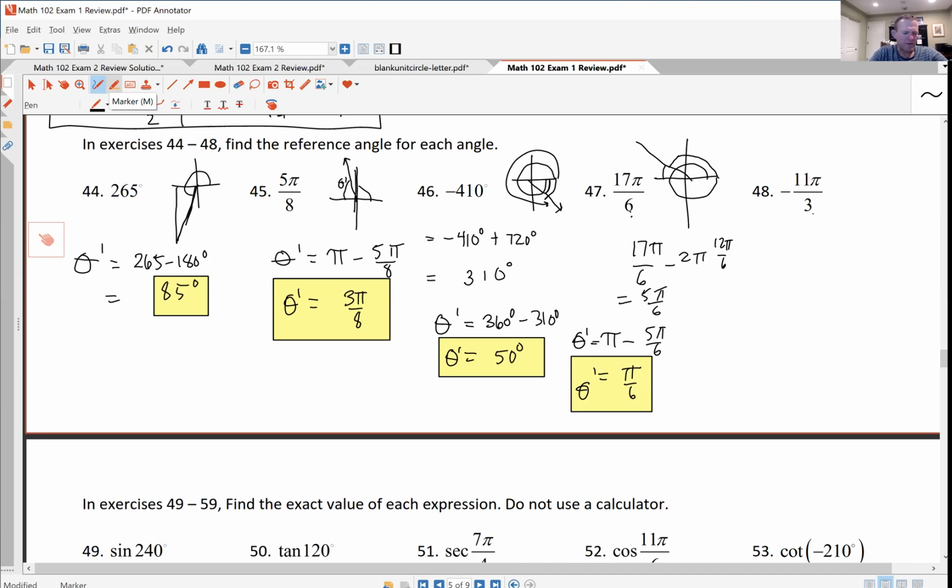Negative 11 pi over 3. We take negative 11 pi over 3 and try to get its positive angle first. So if I added 2 pi to it, it wouldn't be positive, but if I added 4 pi, that'll be 12 pi over 3, which gives us pi over 3. If that turns out to be an acute angle, then that is our reference angle.